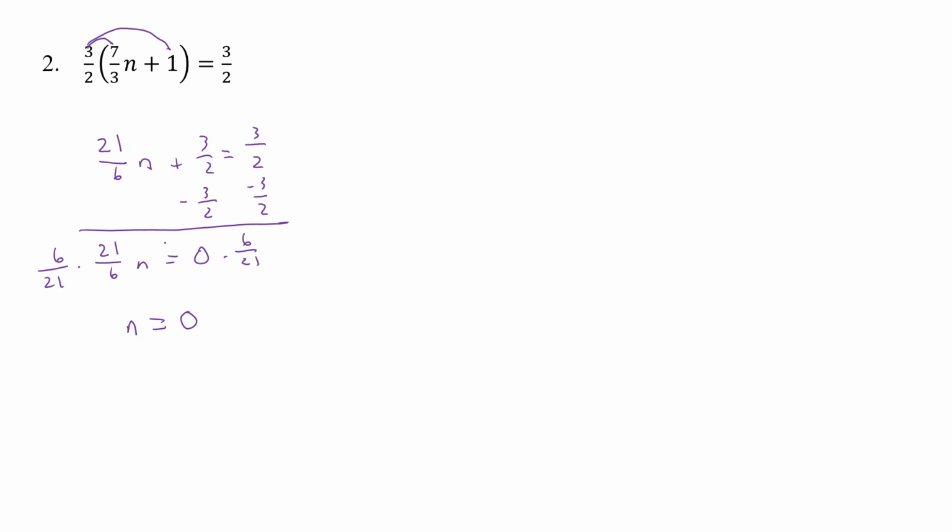Okay. Well, now we have to check it. So we'll do it below here since we have room. So we'll take 3/2 times (7/3 times 0 plus 1) equals 3/2. Well, this is just 0 because anything times 0 is 0. So then we have 1 times 3/2. Well, 1 times 3/2 is 3/2. And so 3/2 equals 3/2. So that is correct.